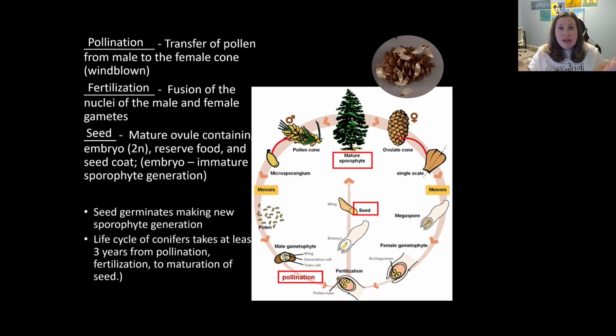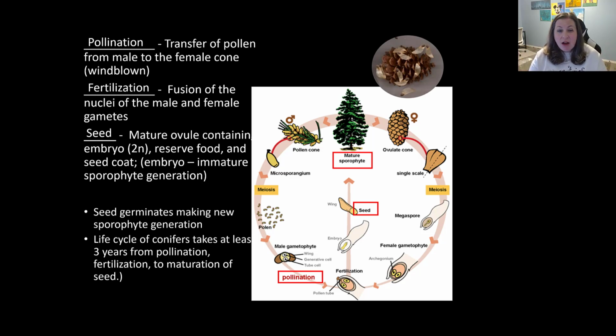And it is covered in a seed coat. Okay, this coat helps keep it safe. This embryo, though, is very immature, but it is a sporophyte generation. Okay, it is part of that sporophyte generation. Now, seeds will then germinate, making new plants. When conditions are right, they'll get released. They'll then grow into a new plant.